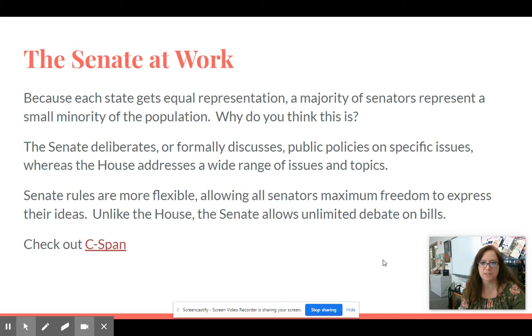Okay, the Senate deliberates or formally discusses public policies on specific issues, whereas the House addresses a wide range of issues and topics. So the Senate, when they are bringing a bill, usually bills can be introduced in either house, but the Senate's focus is much more narrow. That's a little bit different than the House because they can work on bills on anything. Senate rules are more flexible, allowing senators more freedom to express their ideas. So that's the filibuster, and that's what you have a 5-minute Edpuzzle to watch after class.